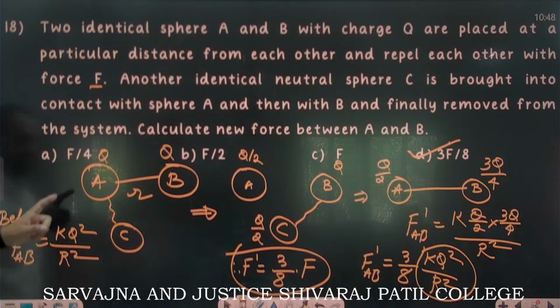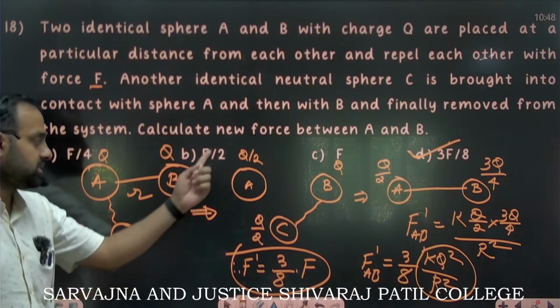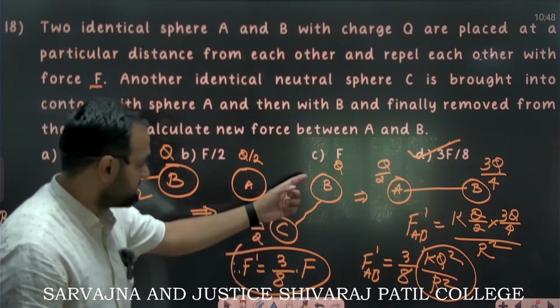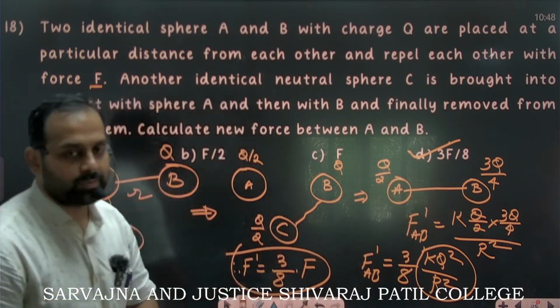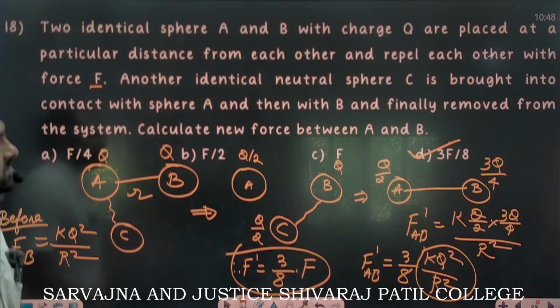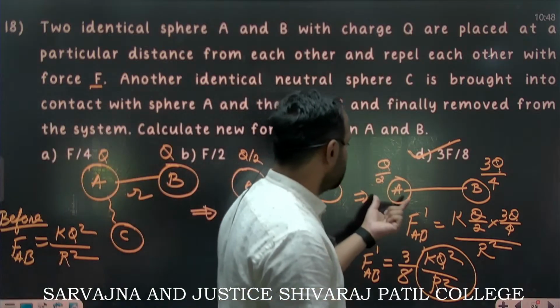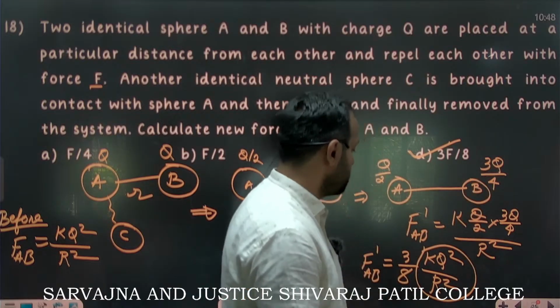So after A and C are brought in contact, the charges on A and C are q by 2 and q by 2. After B and C are brought in contact, the charges on B and C are 3q by 4 and 3q by 4. So finally, on A we have q by 2, and on B 3q by 4.